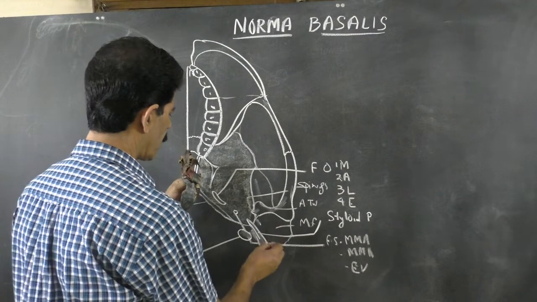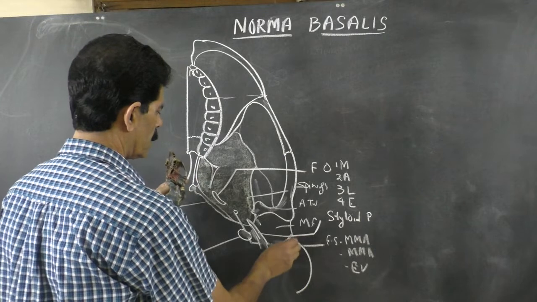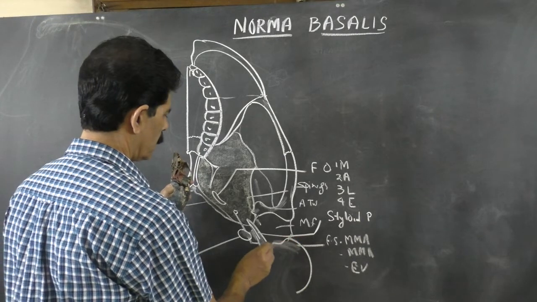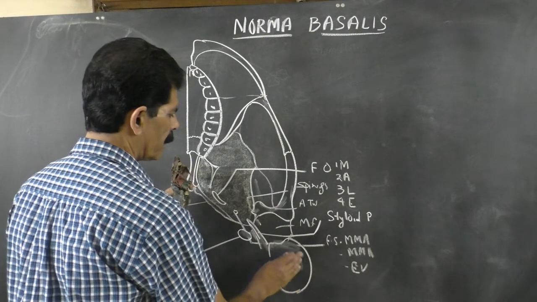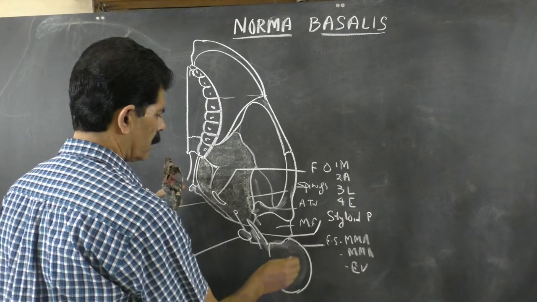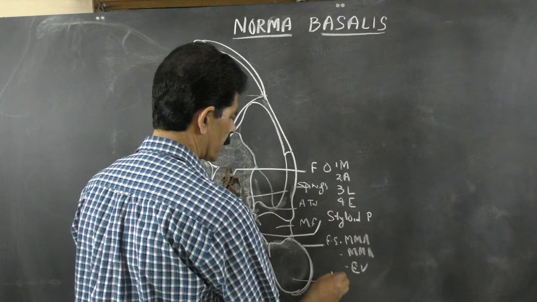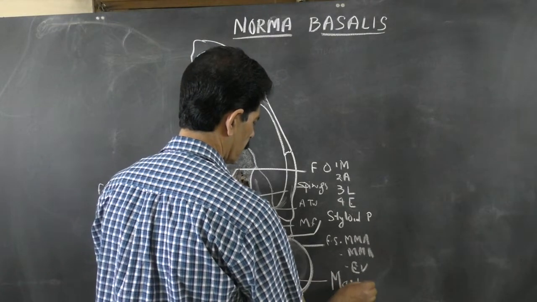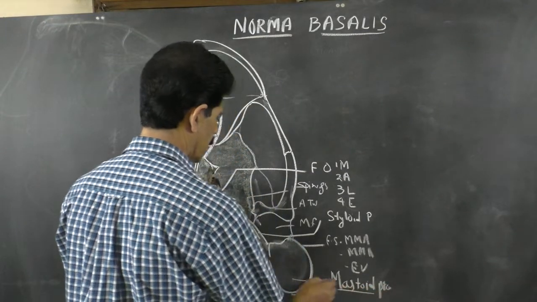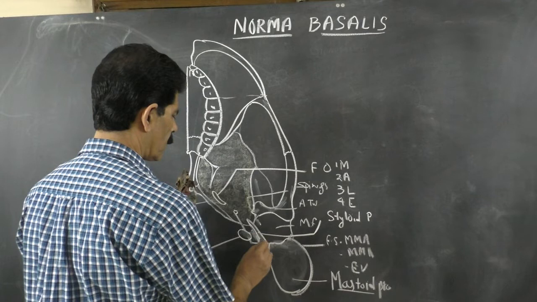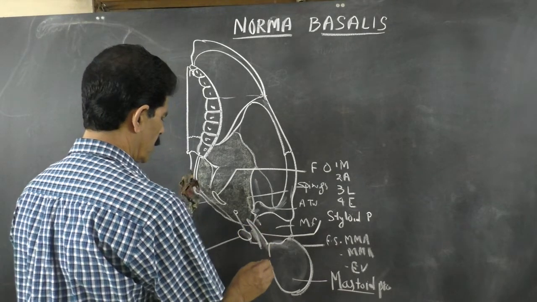Then just lateral to the styloid process, there lies a process whose shape is like the nipple of the breast, and because of that shape it is called the mastoid process. It resembles the nipple of the breast, so it is called the mastoid process. It is a pneumatic bone containing small, medium and large air cells in it.